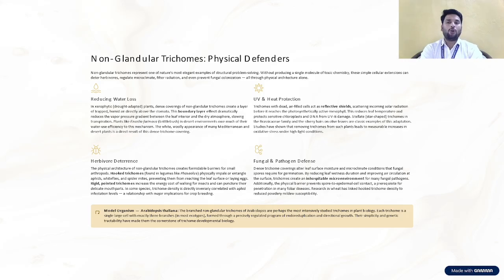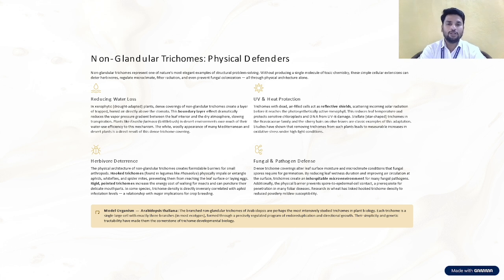Then, reducing the water loss. In a xerophytic condition, that is, in a drought condition, a water scarcity condition, the plants' non-glandular trichomes create a layer of trapped humid air directly above the stomata. This boundary layer effect dramatically reduces the vapor pressure gradient between the leaf interior and the dry atmosphere, slowing the transpiration. That means they reduce the water loss through transpiration. Different plants in a desert, like cacti in a desert environment, owe much of their water use efficiency to this mechanism.